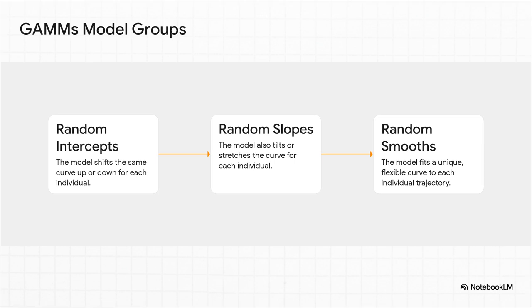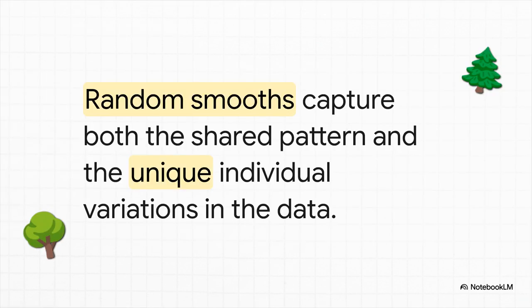It starts with something called random intercepts, which takes the average curve and just shifts it up or down for each person. Then it can add random slopes, which can also tilt or stretch that curve for each individual. But the real magic, the breakthrough, is in the final step, random smooths. Here, the model gives each and every person their own unique flexible wire, capturing every subtle difference in their trajectory. And that, right there, is the full power of a GAMM. It learns the shared underlying pattern that's common to everyone, while at the same time modeling all the unique variations that make each individual different.